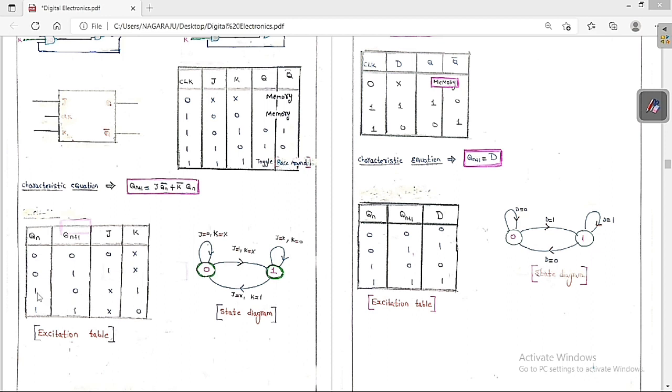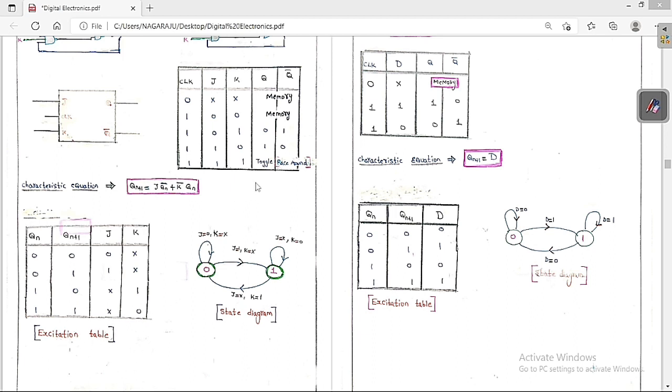Whereas if you want to change the output from 1 to 0, then you can give either 0 1 or 1 1. So J can be 0 or 1, but K is always equal to 1, which is X comma 1. Similarly, if I want to change the output from 1 to 1, then I can give 0 comma 0 as memory, or I can give 1 comma 0. So J can be either 0 or 1, but K is always equal to 0. So this is X comma 0. So this is called the excitation table.